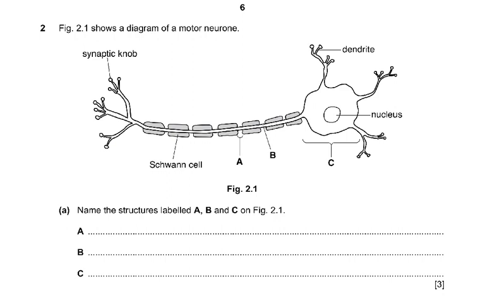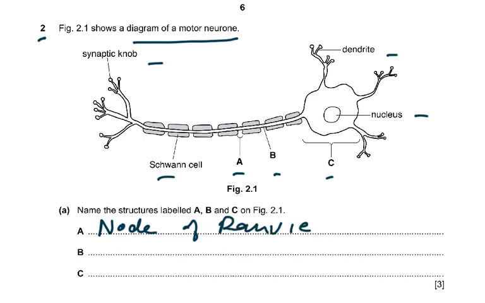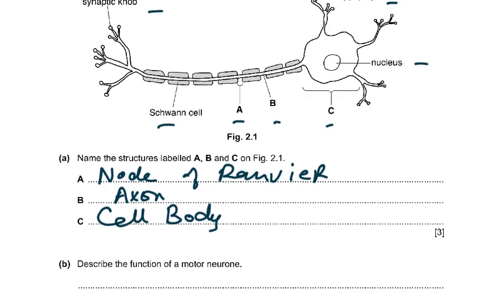Now, coming to question number 2, figure 2.1 shows a diagram of a motor neuron, the synaptic knob, dendrite, nucleus, Schwann cell A, B, and C. Now, what was A? A is the node of Ranvier. Now, everybody knows that. That is something which we all have studied, and I'm sure everybody knows that. So, node of Ranvier. Then, what was B? B is the axon, which carries impulses away. And then C is the cell body. Wherever the nucleus is present, that is called the cell body of the neuron. So we know all this and we've studied this.